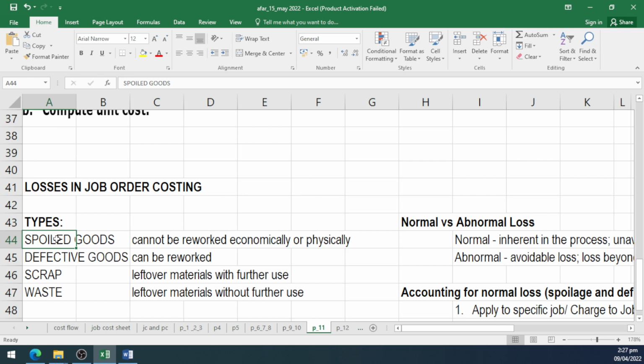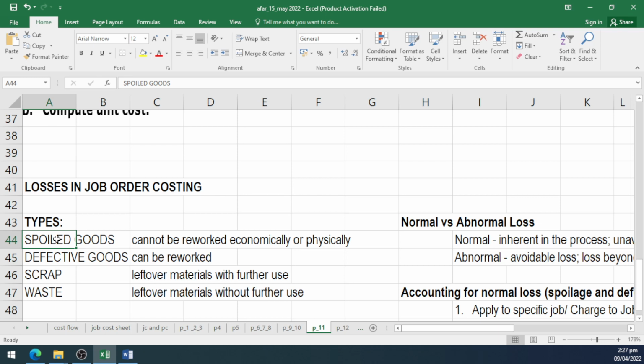Sa defective goods naman, nirework mo to. You will incur additional element ng manufacturing cost. Pero walang increase in units. At walang increase in revenue, siyempre. So, anong loss mo doon? O, di yung additional manufacturing cost. Okay? And then we have scrap and waste.